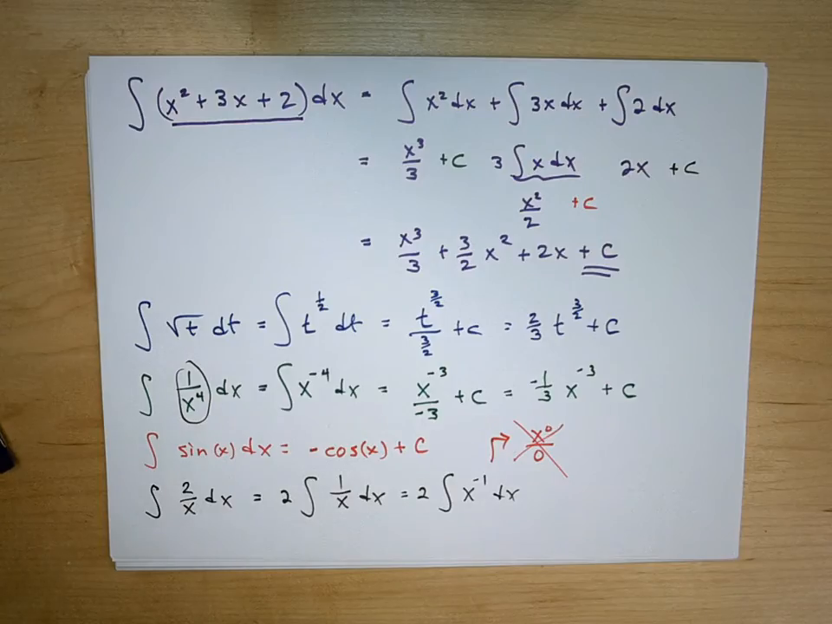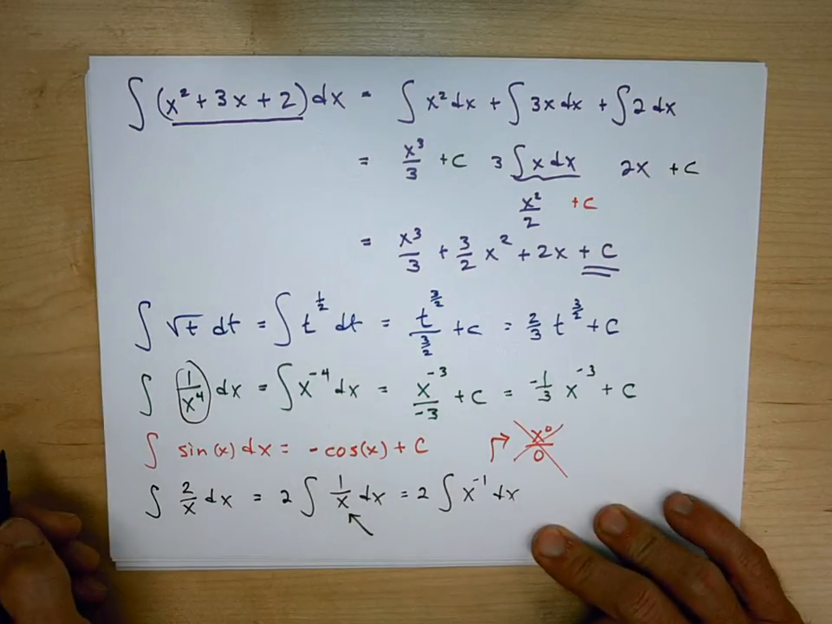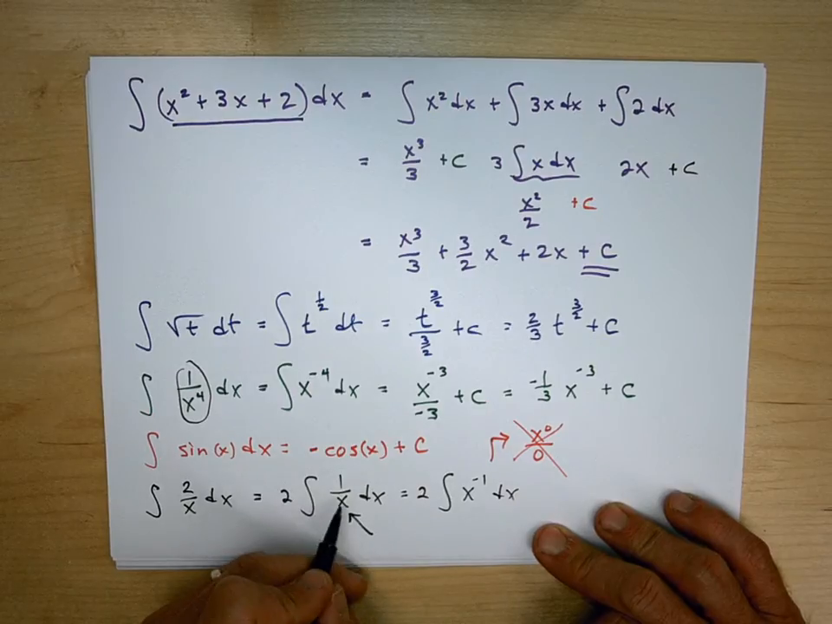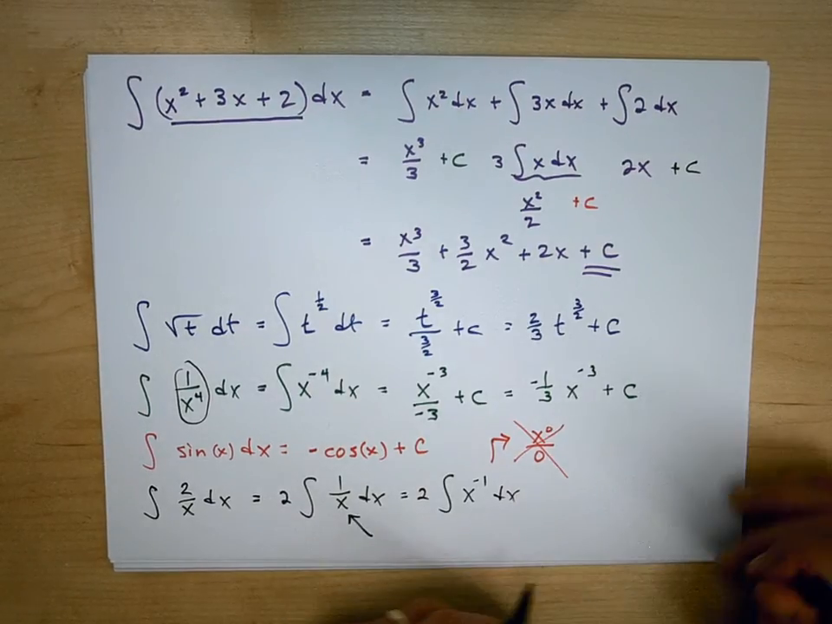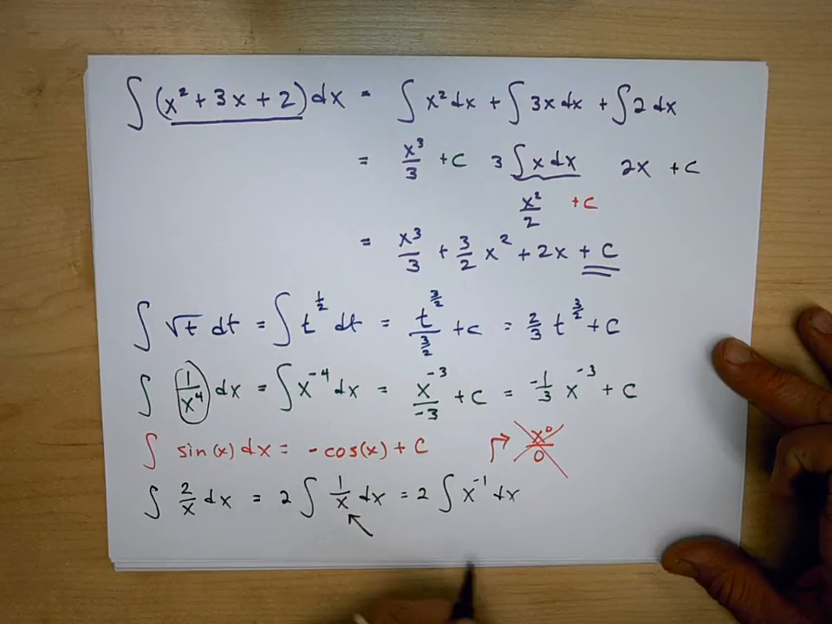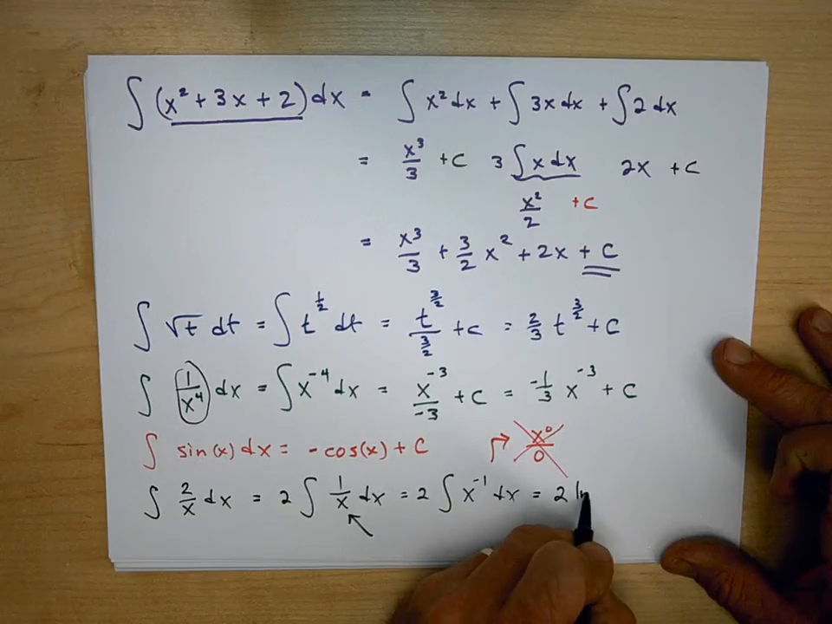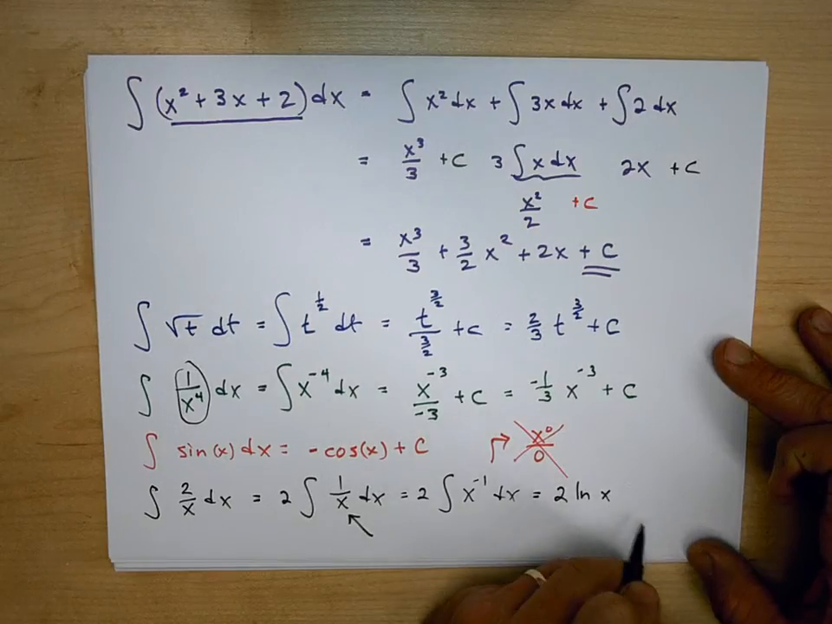Let's back up here for a second and look here. That should look familiar. What do I take the derivative of to get 1 over x? Hopefully it's coming to you and you are saying that that looks like the derivative of natural log. And that is indeed what it is. So we have this 2 natural log of x plus c.